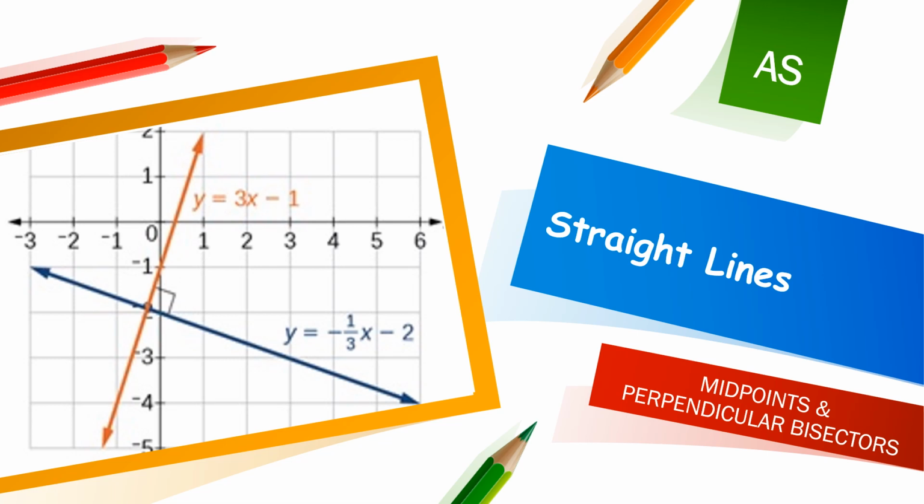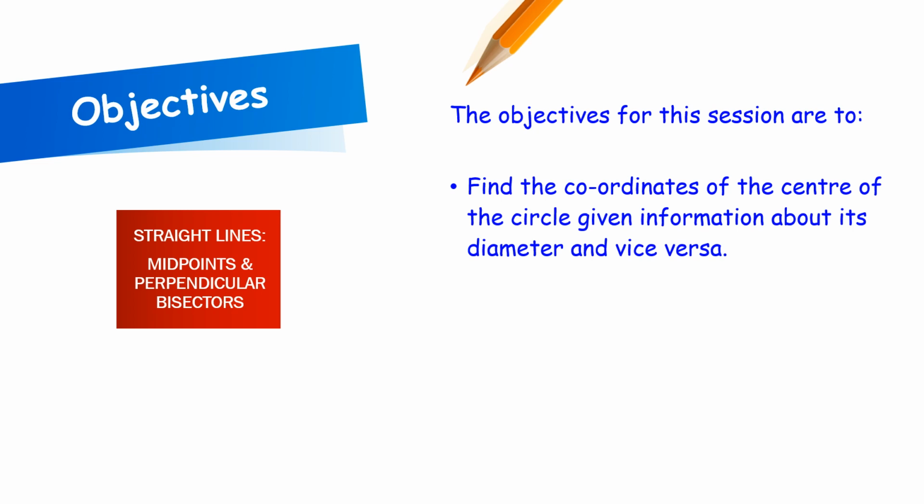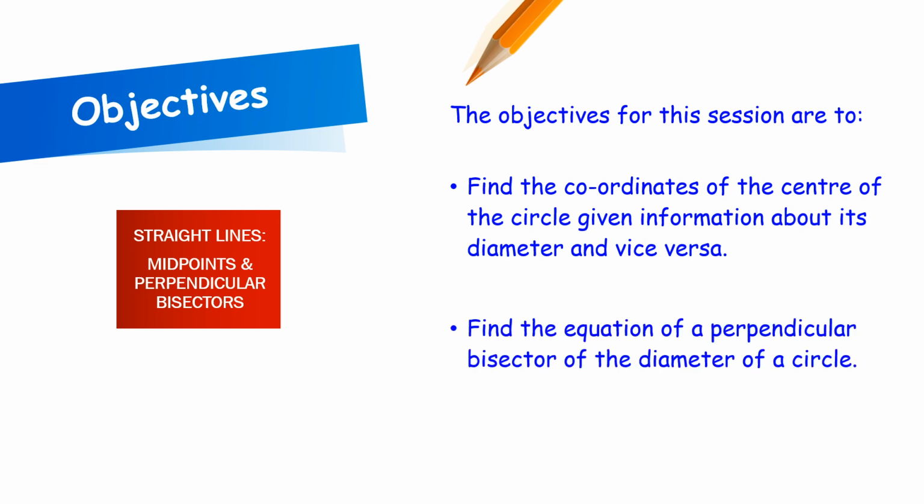Welcome to the unit on straight lines, midpoints and perpendicular bisectors. The objectives for this session are to find the coordinates of the centre of the circle given information about its diameter and vice versa, and find the equation of a perpendicular bisector of the diameter of a circle.